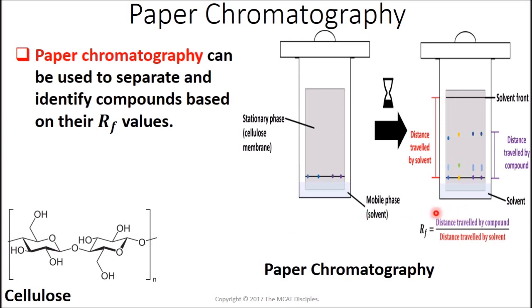Then you can calculate an RF value. So the RF value is based on the properties of the compound itself. It's based on the affinity of that compound to the stationary phase, so it's going to be specific to that compound. And that'll allow you to identify different compounds in a solution where you don't know what compounds are in the solution. That's often done, at least in intro bio classes, with different pigments. The RF value is the distance traveled by the compound over the distance traveled by the solvent. I think that makes intuitive sense why that would be specific to each compound.